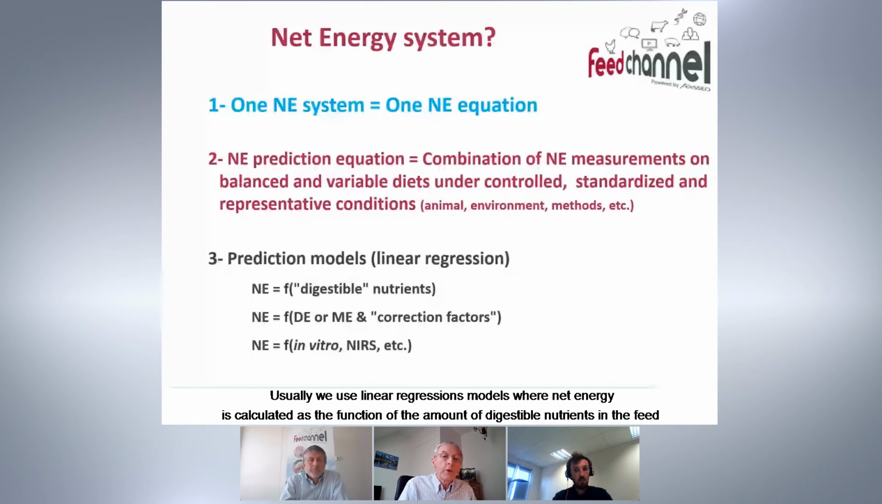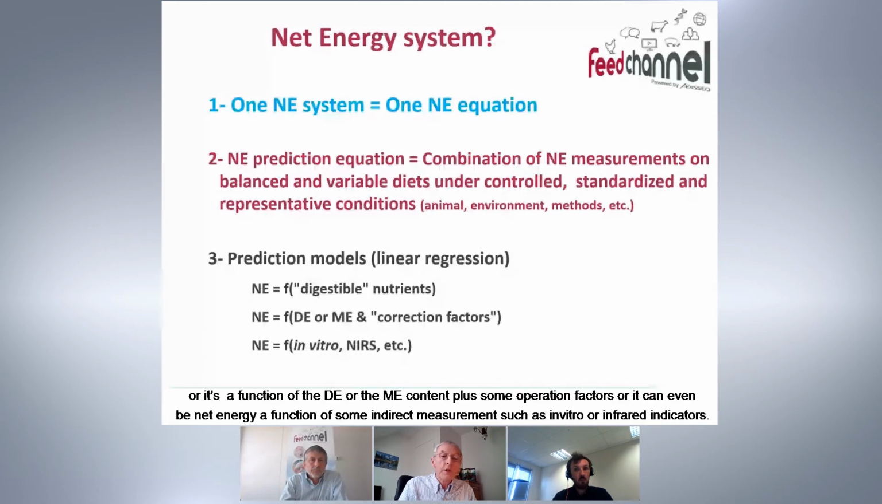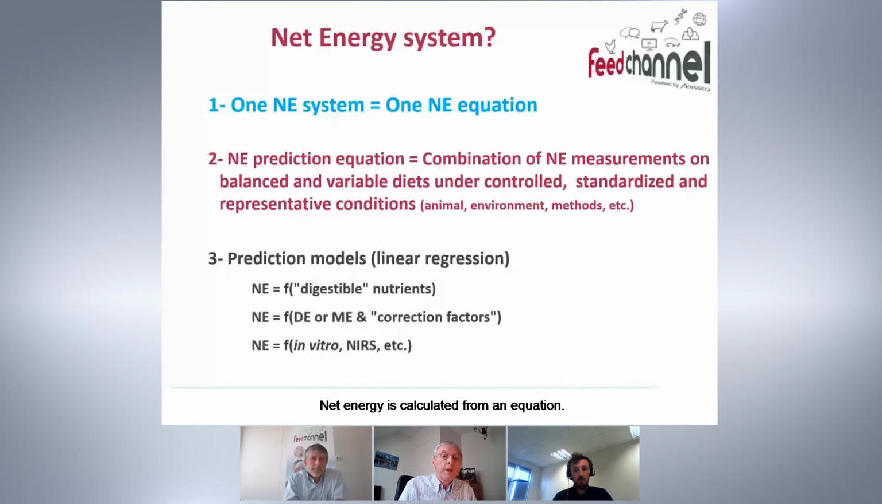Usually we use linear regression models where net energy is calculated as a function of the amount of digestible nutrients in the feed, or it is a function of the DE or ME content plus some correction factors, or it can even be net energy as a function of some indirect measurements such as in vitro or infrared indicators. So clearly net energy, and we talk about that today, is calculated from an equation.